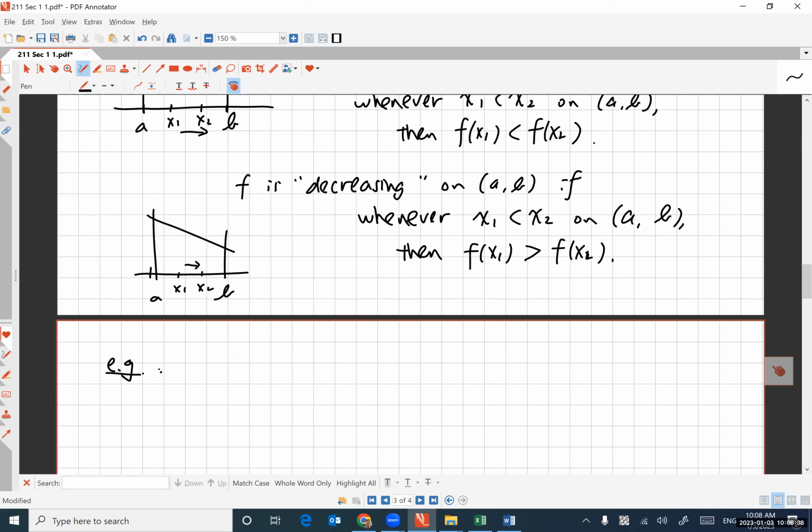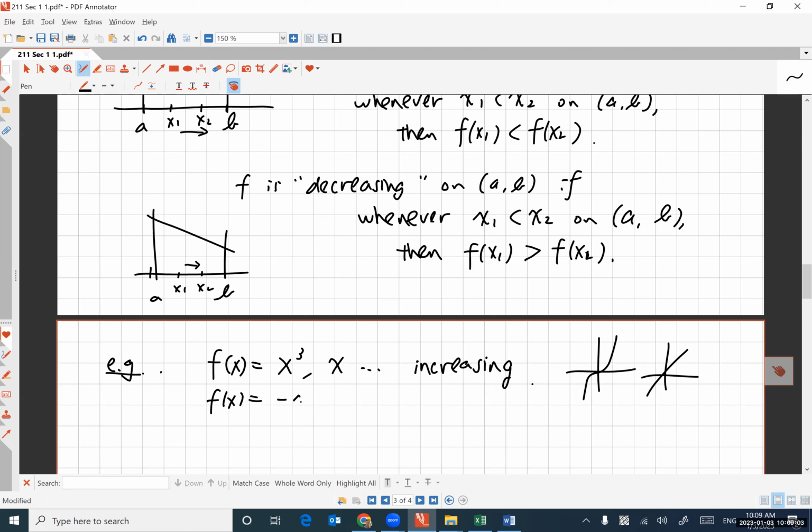All right, let me give you an example. Can you give me an example of a function that is always increasing? f of x equals x cubed, which looks like this. These are always increasing. And f of x equals negative x cubed, of course, is always decreasing, or negative x.